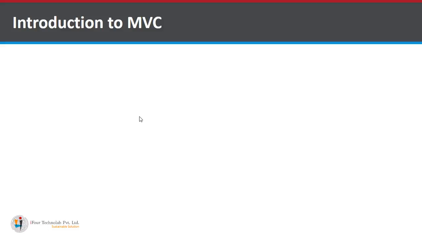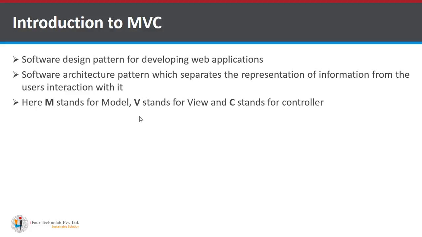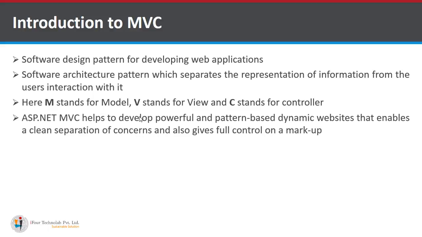Now, first of all, introduction to MVC. So what is MVC? MVC stands for Model View Controller. It is a software design pattern for developing web applications. Software architecture pattern which separates the representation of information from the user interaction with it. Here M stands for model, V stands for view and C stands for controller.